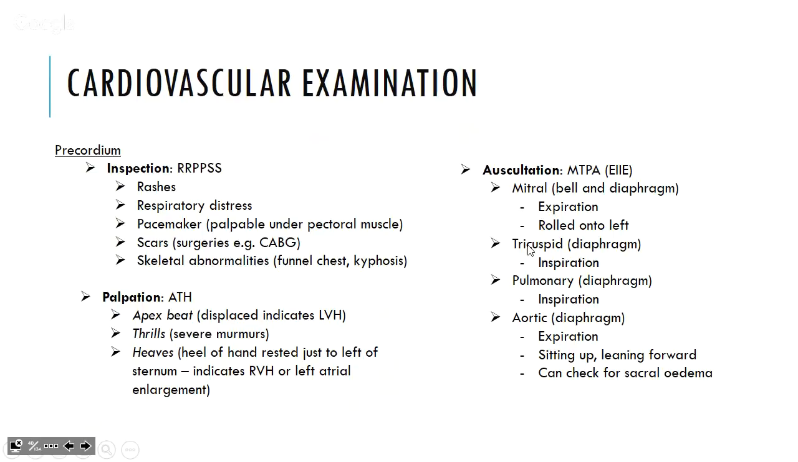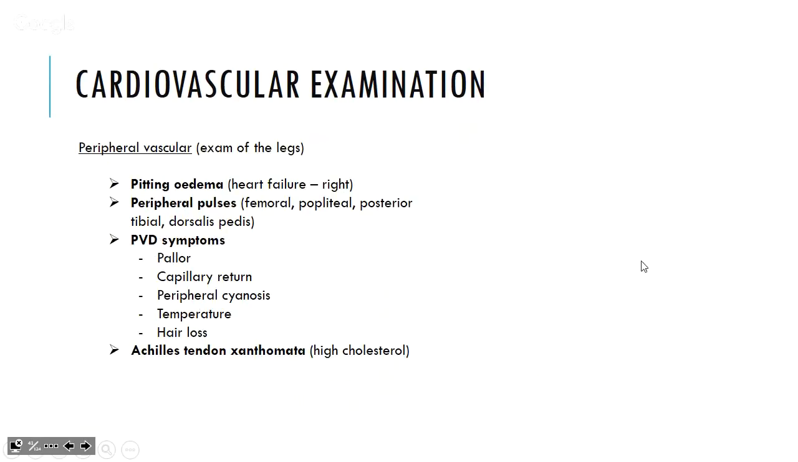And then move on to the tricuspid, which is using diaphragm and inspiration. Pulmonary, it's around here, second intercostal on the left side. Inspiration, and then aortic. Get them to expire and sit up. And it's second intercostal on the right side. And when you get them to lean forward, you can also check for sacral edema as well, just to save time.